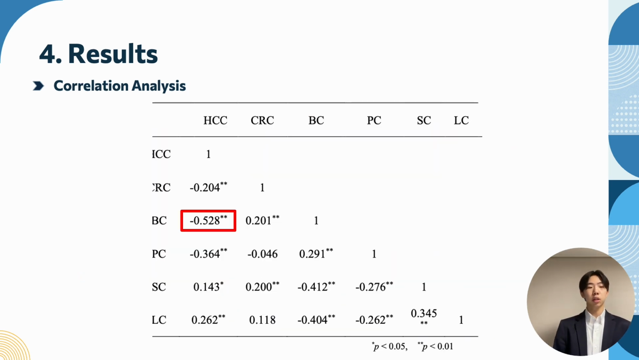Now let's look at the results. As for the correlation or the relationship between different cancer types, as you can see, all relationships between all forms of cancer are shown to be statistically significant. But if you take a look at hepatocellular cancer and breast cancer, they have the strongest negative correlation out of all these relationships.